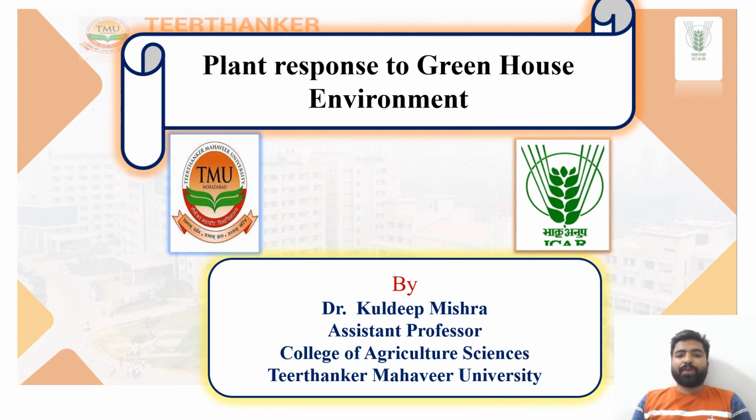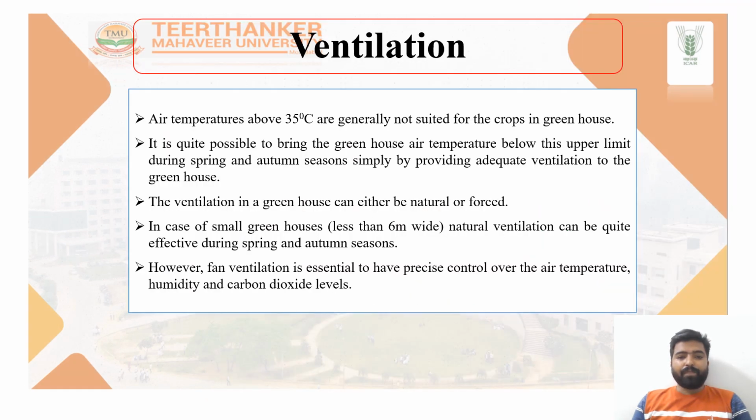About the plant response to the greenhouse environment. First is ventilation. Air temperature above 35 degrees centigrade is generally not suited for the crop in a greenhouse. It is quite possible to bring greenhouse air temperature below this upper limit during spring and autumn season simply by providing adequate ventilation to the greenhouse.